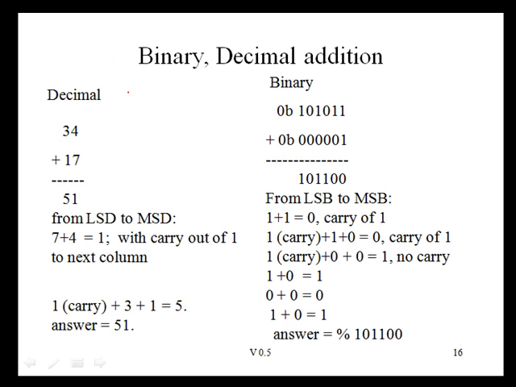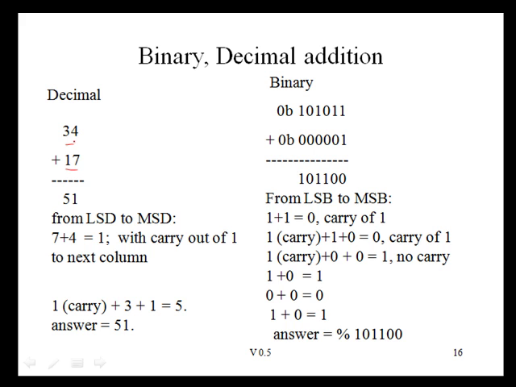So let's start talking about some simple arithmetic operations on our 3 favorite bases, decimal, binary, and hex. Let's start with addition. So here's simple addition. We're going to add 34 plus 17, and we'll get 51. Now you can do this in your head very fast, but what is actually happening?